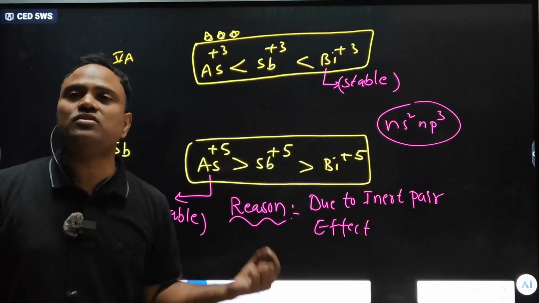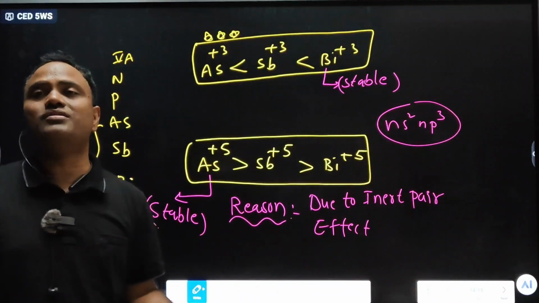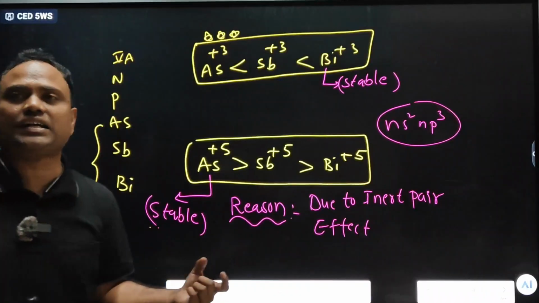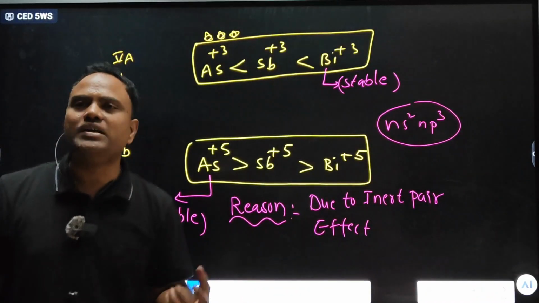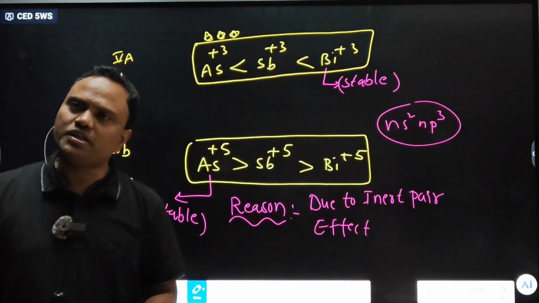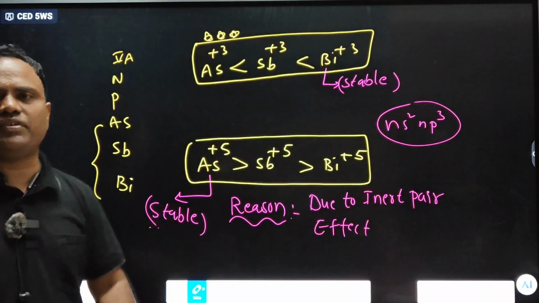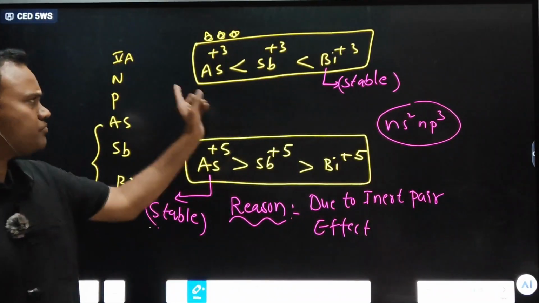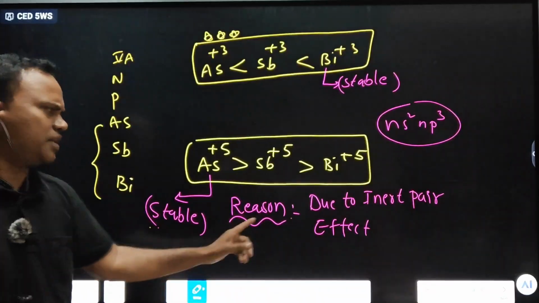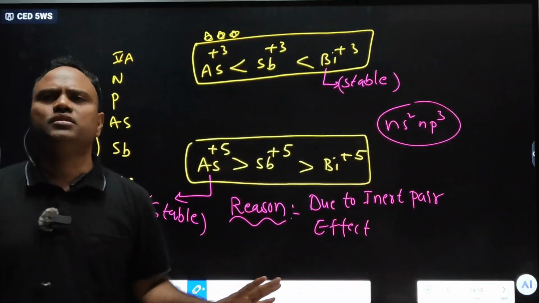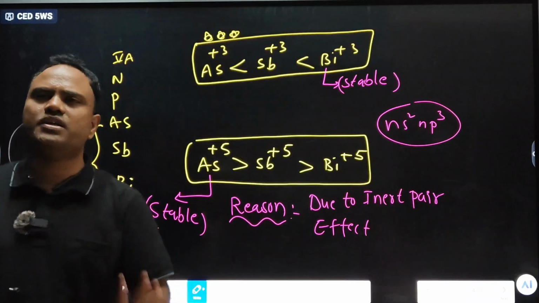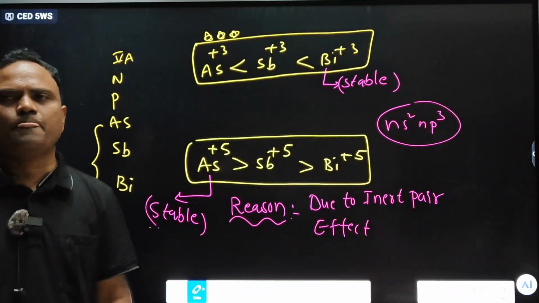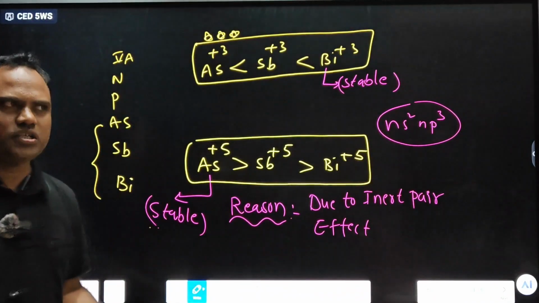The reluctance of s orbital electrons, reluctance meaning not interested in the bonding. The reluctance of s electrons to participate in the bonding is called the inert pair effect. Remember the order and the reason. Generally they will ask just the reason only. What is the reason? Inert pair effect. I explained what the inert pair effect is. Again I revised a first year concept. What is the inert pair effect?